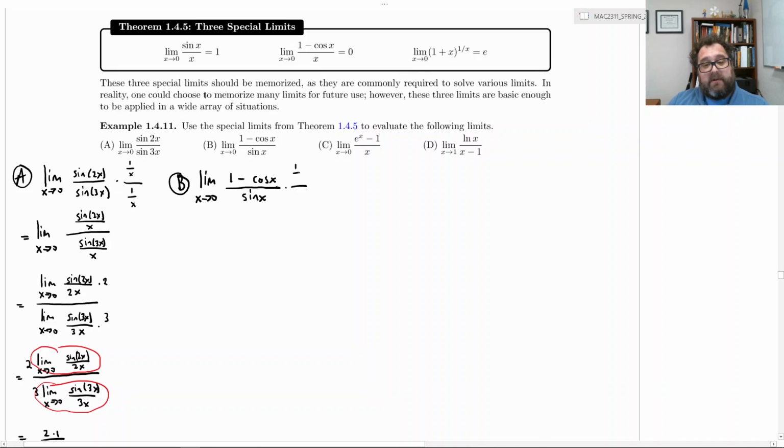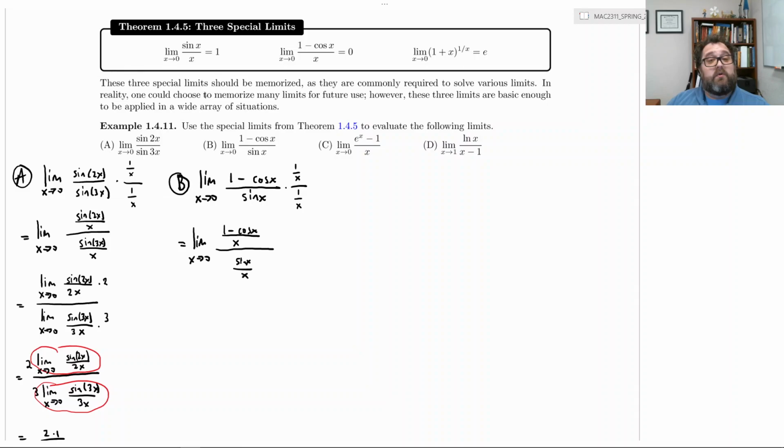In other words, multiplying just like we did before by 1 over x divided by 1 over x. We're multiplying by 1. So what does this give us? This gives us the limit as x approaches 0. On the numerator, we have 1 minus cosine x over x. And on the denominator, we get sine x over x. And then, okay, we have the 2 special forms almost.